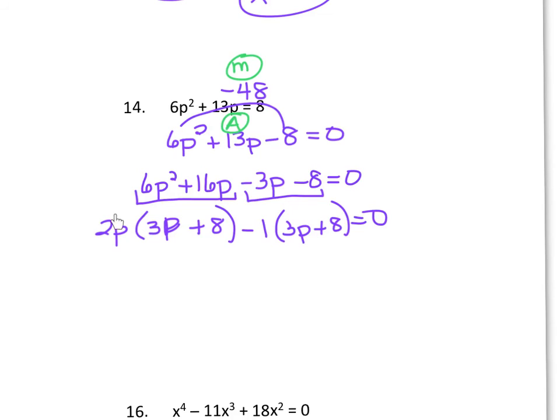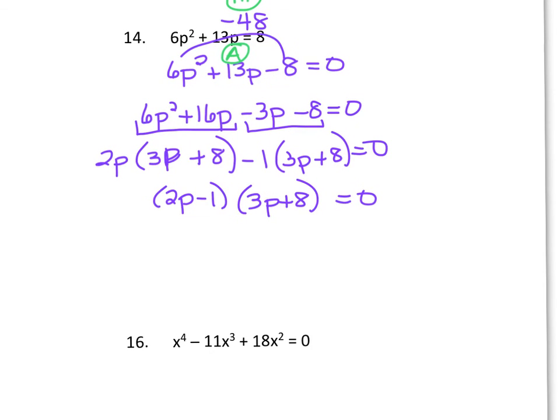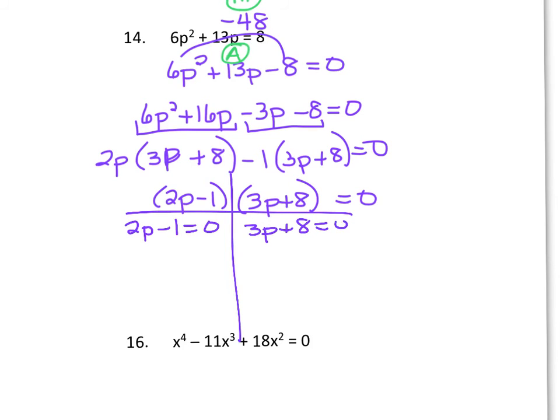So I'm going to group together what's in front of those parentheses. So 2p minus 1, and then I'll rewrite the 3p plus 8 and bring down the equal 0. You have to bring down the equal 0 in every step. If you forget that, you're taking it from an equation and making it into an expression. We don't want to do that. All right, so we're almost done. All we have to do is take each factor and set it equal to 0. And you're just going to take these and solve them.